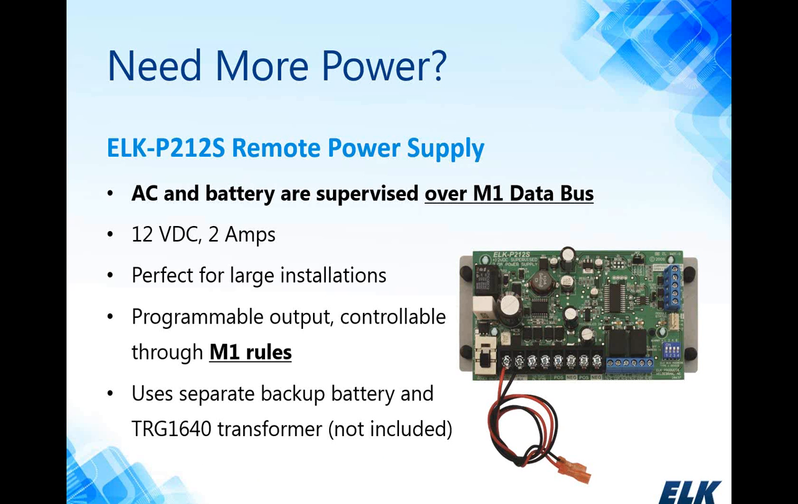Now what if we need more power? Well, ELK offers the ELK P212S remote power supply. It's a 2 amp power supply. It also provides battery backup. You can use it standalone as just a simple 12 volt DC 2 amp power supply, or it can be a supervised power supply over the M1's data bus. It can be remote located, and it's perfect for large installations where you're going to need additional power out in the field. It has a programmable output, and it's controlled using the M1 rules. Now, it does require its own transformer, which is sold separately.